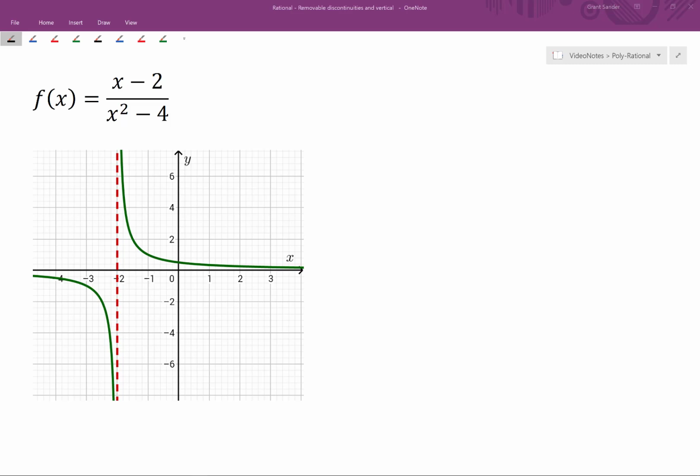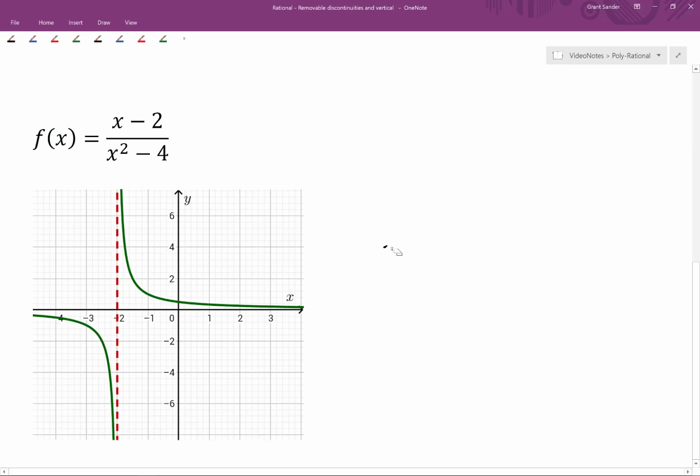In this video, we will look at the idea of removable discontinuities. And removable discontinuities are kind of like a caveat of vertical asymptotes. So let's look at an example of this. Suppose f of x equals (x minus 2) divided by (x squared minus 4).